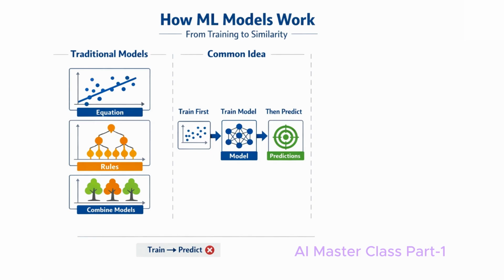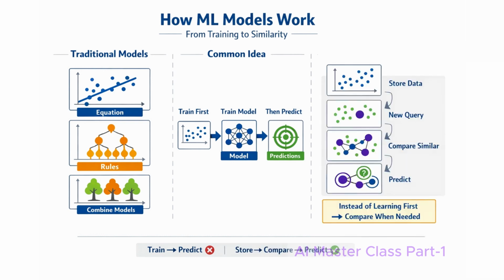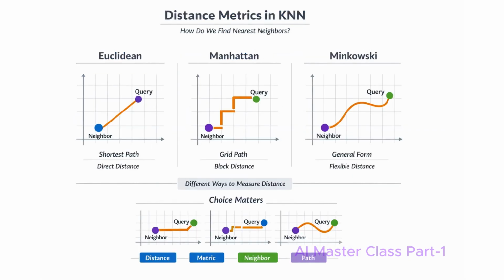But what if we don't do that? What if instead of making the model learn in advance, we simply store the data as it is? And whenever a new data point comes in, we compare it with the existing data and make a decision based on similarity. So that is the exact idea behind KNN. Now, to identify the nearest neighbors, there are different metrics we can use. One simplest metric is Euclidean distance. Other than that, we have Manhattan and Minkowski distance as well.